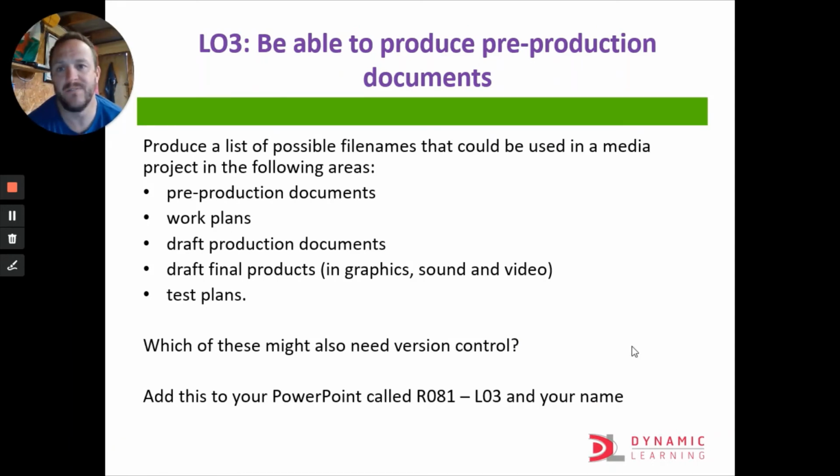Then, next task for the day is to produce a list of possible file names that could be used in a media project in the following areas. So pre-production, work plan, draft production, draft final, and test plans. Okay, so I want you to come up with suitable file names for those 5 different areas of a product design or pre-production documents, and I want you to indicate as well which ones you think might need some version control in it. So you're not only coming up with the file names themselves, but you need to be thinking about which areas of pre-production need version control.